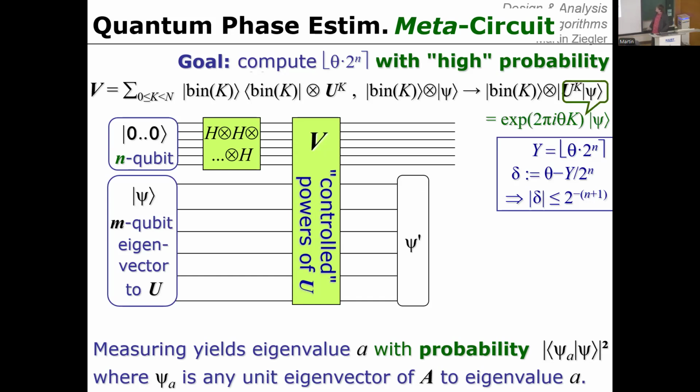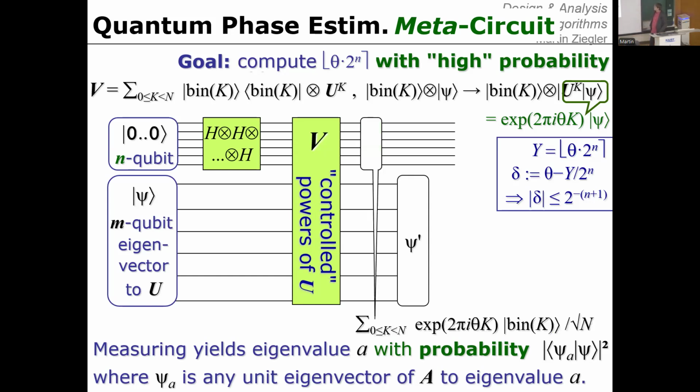So here's the math, which I'm going to skip over. The result in the first n qubits will be our approximation. The other qubits will be the eigenvector. And here's a formula for the first n qubits, which is again going to be a superposition, right?